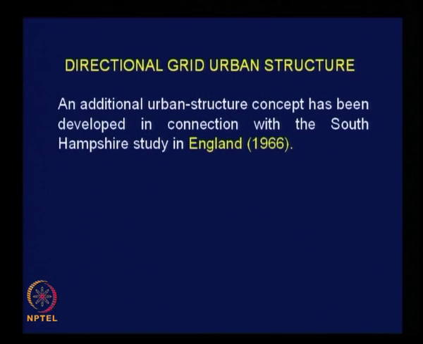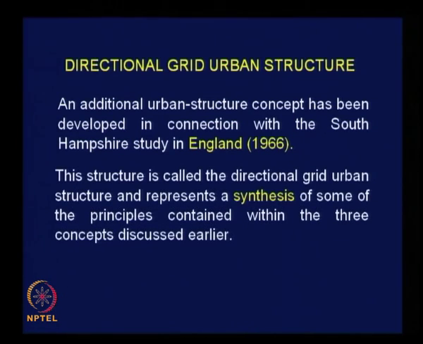And this directional grid urban structure, as indicated here, has been developed in connection with the South Hampshire study in England in the year 1966. At the planning stage itself, they thought of introducing this new concept. It is not totally new, it is a synthesis of the ideas that have been discussed already in the three previous structures. This structure is called the directional grid urban structure and represents a synthesis of some of the principles contained within the three concepts discussed earlier. This concept has picked the most important points of all the three, put them together and developed a new concept.